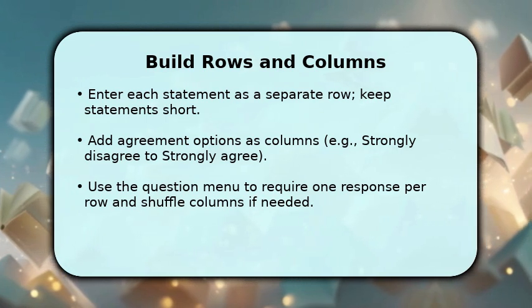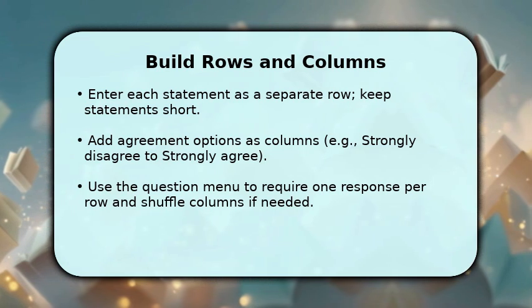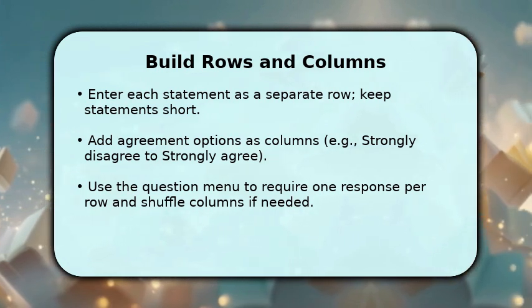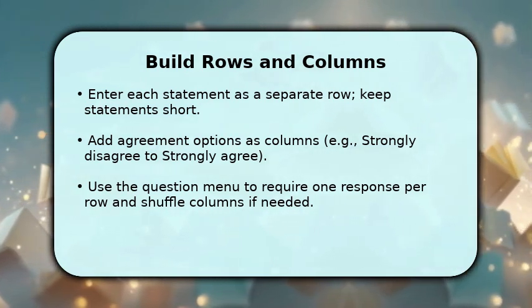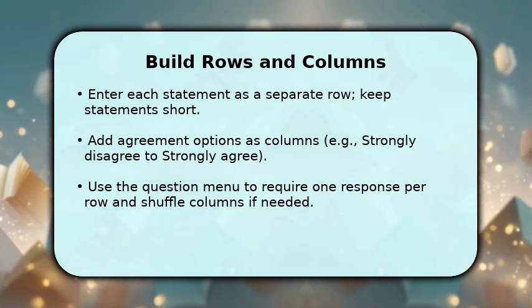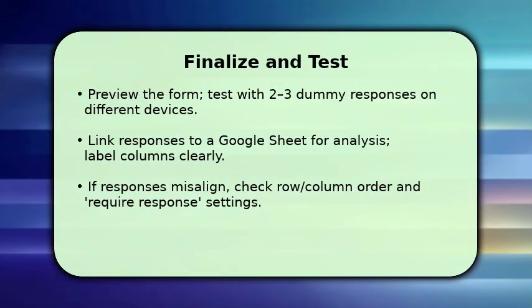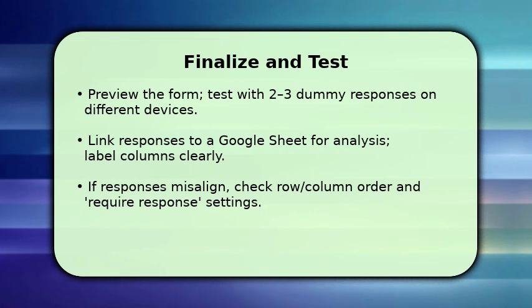Once rows and columns are added, open the question's three-dot menu and enable the option to require an answer for each row. Make sure to preview and use the Shuffle Columns feature sparingly, since consistency matters. Finish by previewing and testing your Likert questions on desktop and mobile so spacing and taps work correctly. Once satisfied, connect responses to a Google Sheet for easier scoring and summary charts.